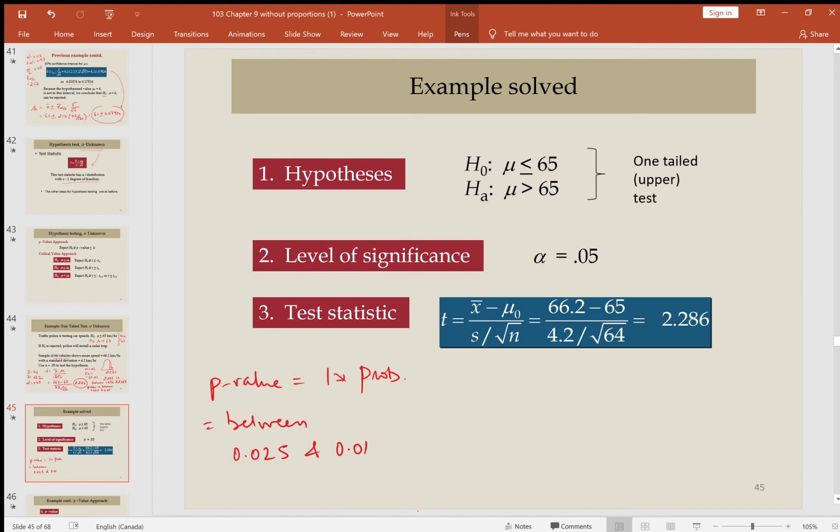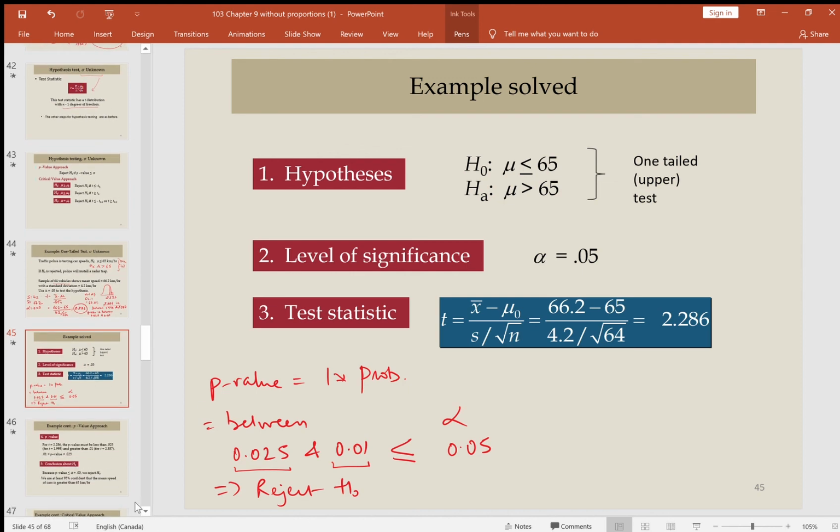Now in this question, the alpha level that is given to us is 0.05, right? So no matter which value you take, whether you take 0.025 or 0.01 or any value in between, the entire interval is going to be less than or equal to 0.05, right? This entire interval is less than 0.05. So that means any p-value in this interval is going to be below alpha, and therefore we can reject null. We don't need to find the exact p-value. We can just reject null on the basis of this interval, right?